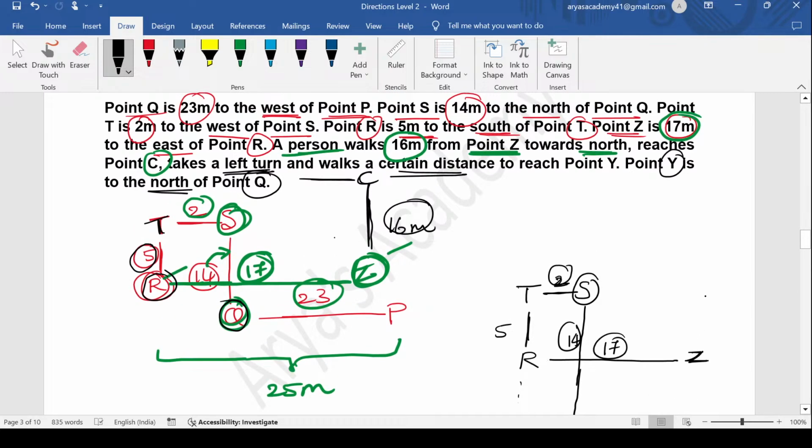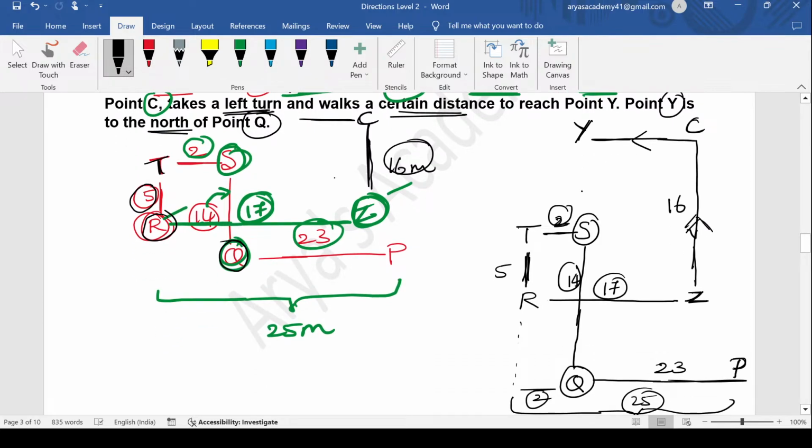And from Z I have to go for how much? 16 meters. So this is actually 5, and 16 means it will be 5 plus 11. So if I move towards north from Z for 16 meters, there comes another point, named C. Then from C I have to take a left turn, meaning I move towards the west direction, and there I reach another point, named point Y. If you read the given information, point Q and point Y are in a straight line, or point Y is exactly north of Q. Means Y, S, Q, all three of them are in a straight line.